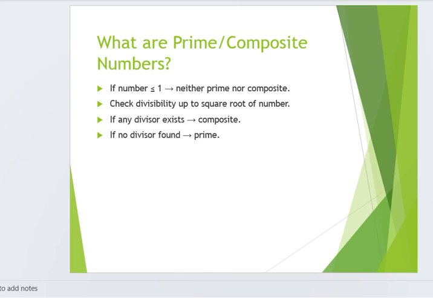Now first of all, from which number should we start checking? The very first number is 2. If a number is less than or equal to 1, it is neither prime nor composite. That is to be made clear.